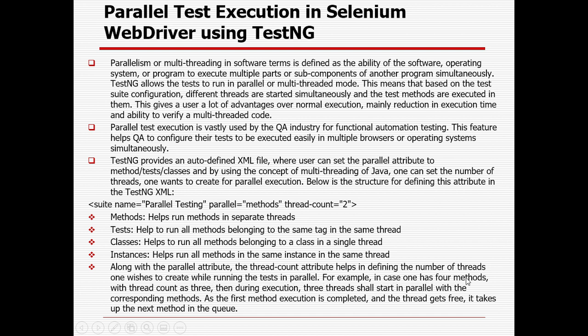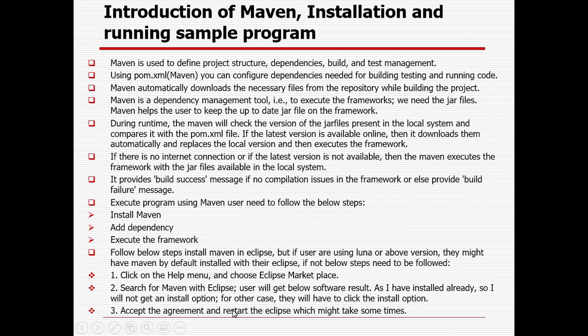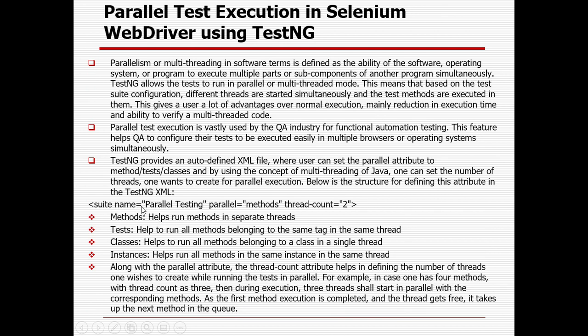For example, in case one has 4 methods with thread count as 3, what happens? Definitely 3 threads will pick up 3 test cases, and whatever remains will be taken by another idle thread, or whichever thread completes its work first will take the other one. So during execution, 3 threads shall start in parallel with the corresponding methods. As the first method execution is completed and a thread gets free, it takes up the next method in the queue. You just need to add this syntax at the suite level to run with threads.